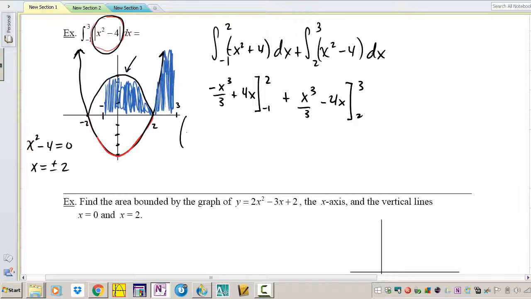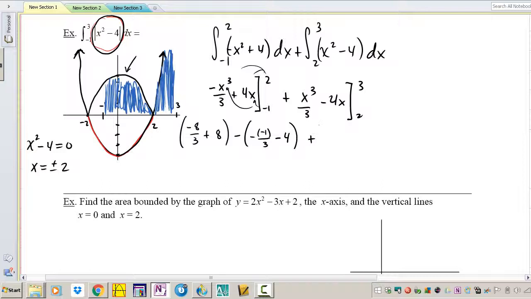So let's do the upper first. If I plug in 2, I get negative 8 over 3 plus 8 minus, now I have to be very careful, I have a negative. A negative 1 cubed is a negative 1, but there's already a negative in front of my fraction, plus a 4 times negative 1 is a negative 4. So this should be a minus 4.